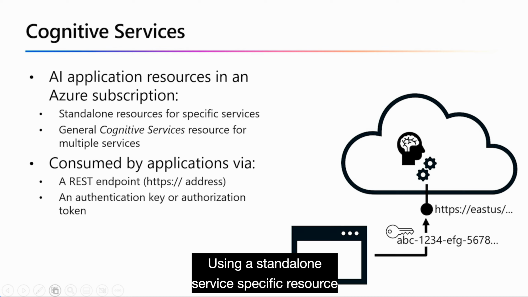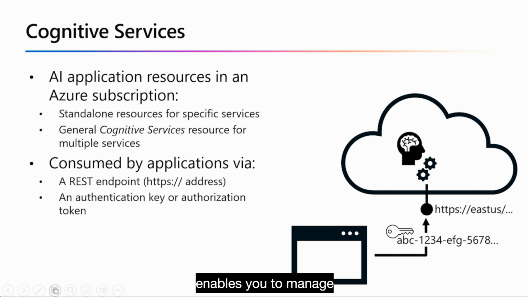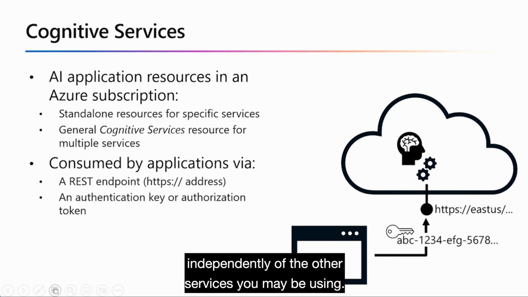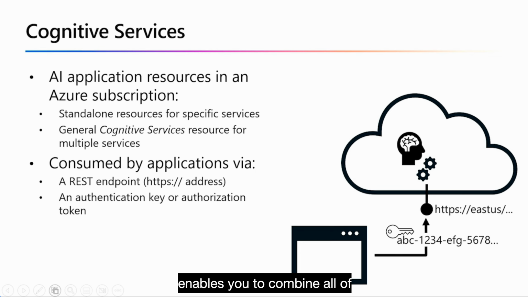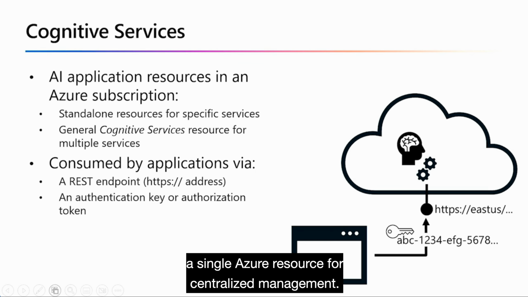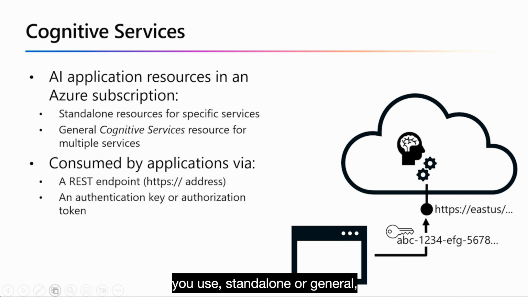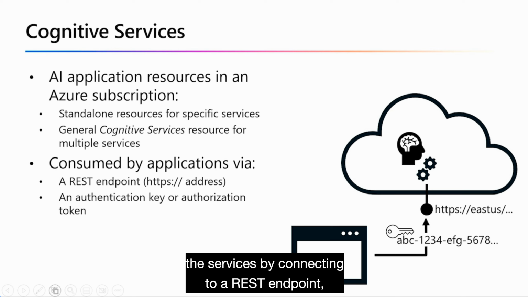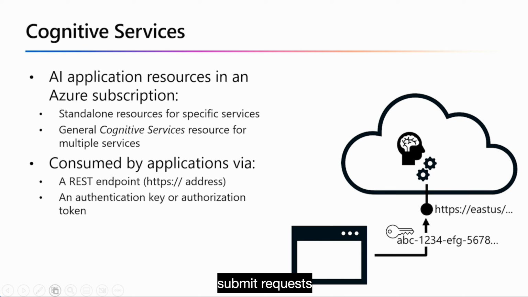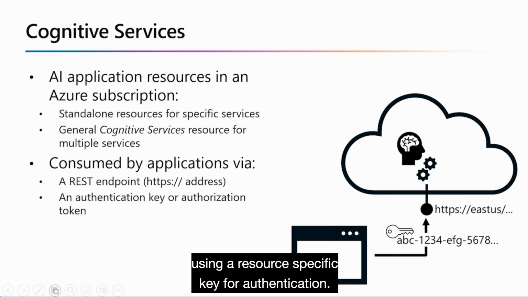Using a standalone service-specific resource enables you to manage costs and access to that service independently of the other services you may be using, while a general cognitive services resource enables you to combine all of your AI resources in a single Azure resource for centralized management. So regardless of the type of service you use, standalone or general, client applications will consume the services by connecting to a REST endpoint, which is a HTTPS address to which they can submit requests using a resource-specific key for authentication.